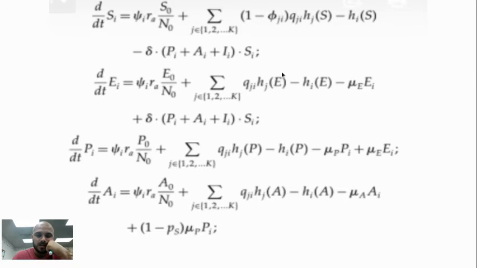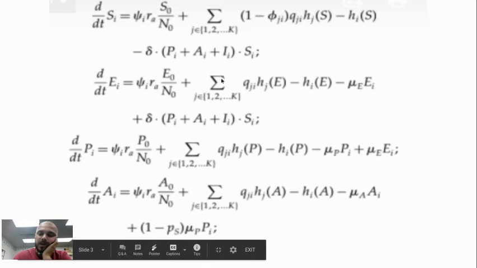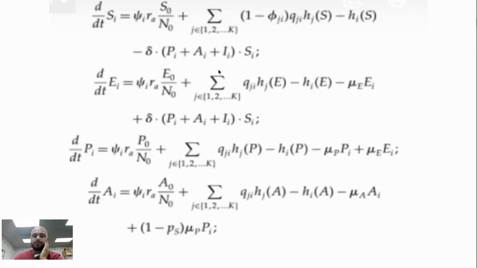And once again, this E is our exposed population, where now this stands for the rate from exposed stage to infectious stage. So this is the rate at which those are changing, which makes sense if it's multiplied by the exposed population, because the percentage of people that go from exposed to infectious is going to be the change from E to either P, A, or I, which now becomes a possible infector of the susceptible population.